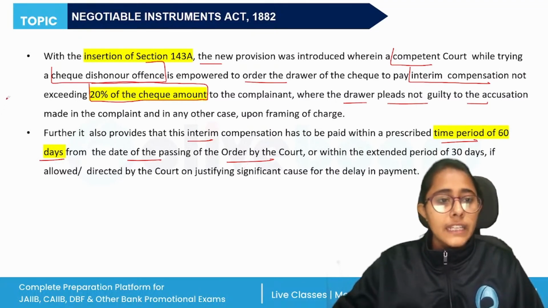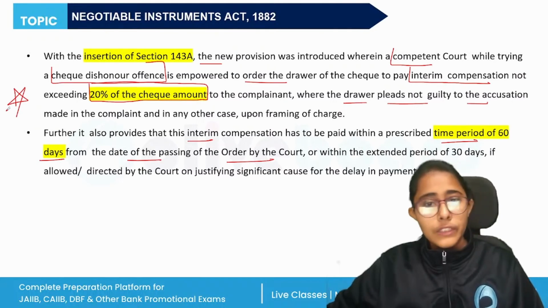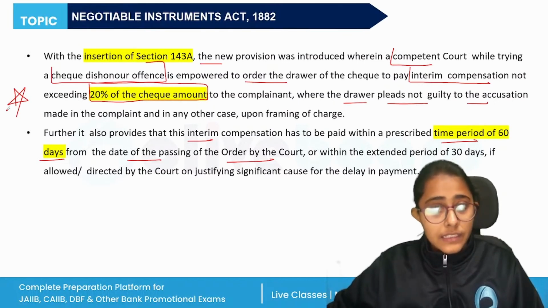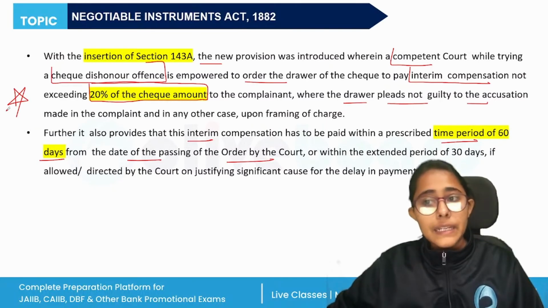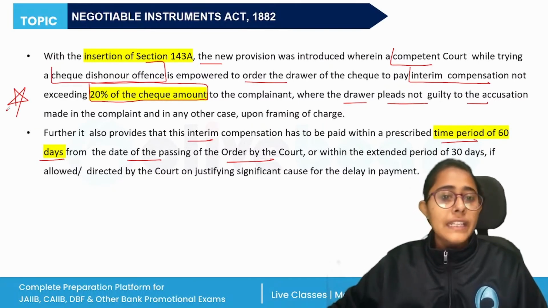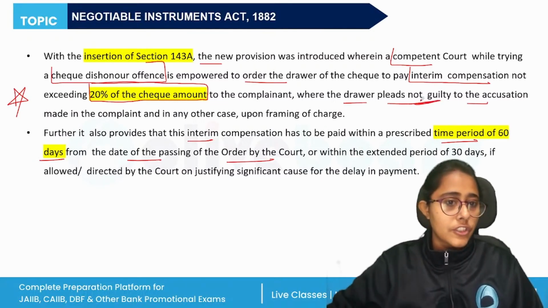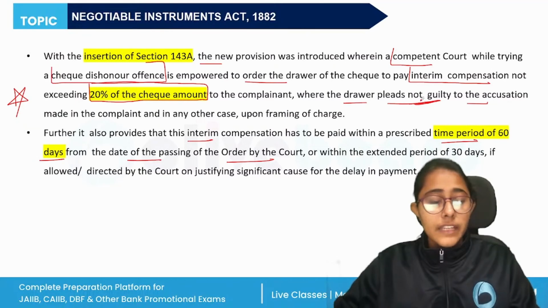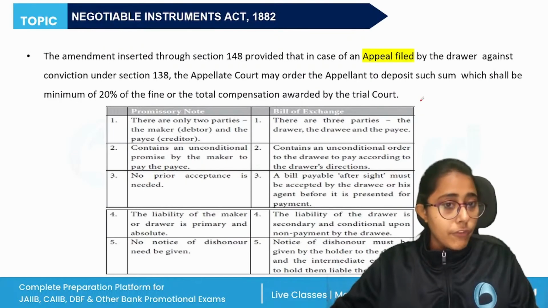All right, so first thing, whenever the check dishonor offense is brought to the court, then the appeal can be laid that the dishonor was not there, and here the order will be given to the drawer of the check to pay the interim compensation not exceeding 20% of the check amount, where the drawer says that they are not guilty of the accusation made in the complaint. So this is given in section 143A. So what is the effect of this insertion of section 143A?